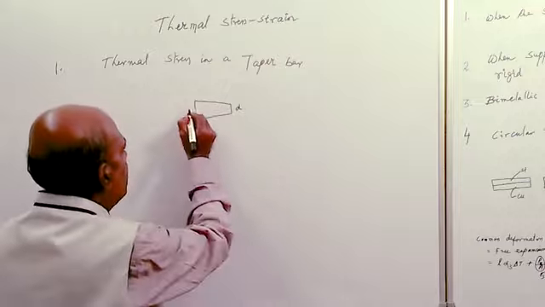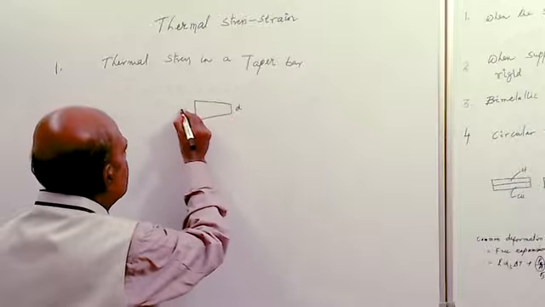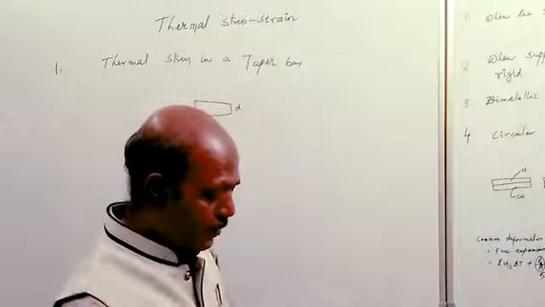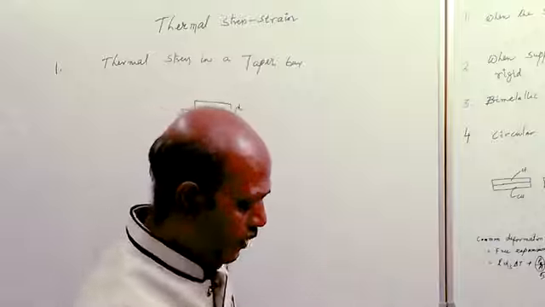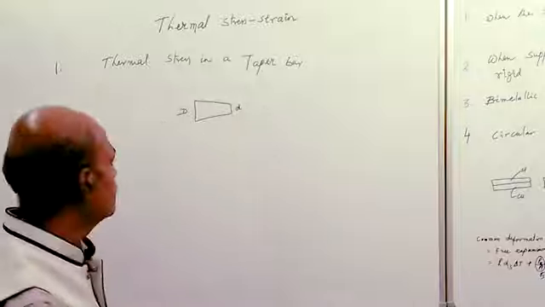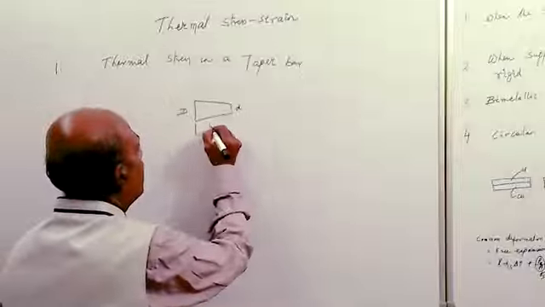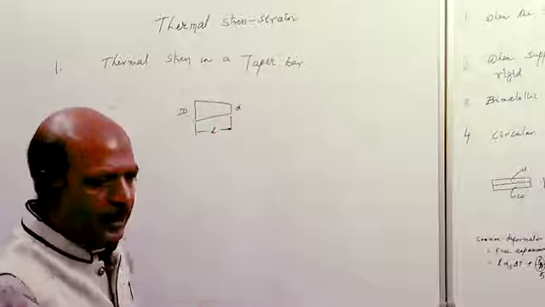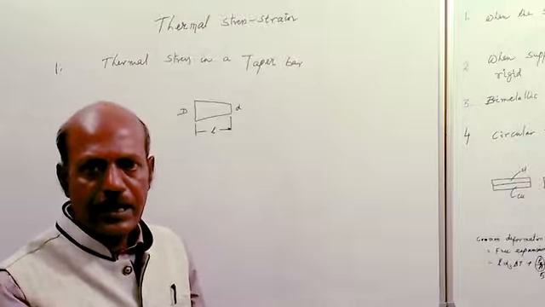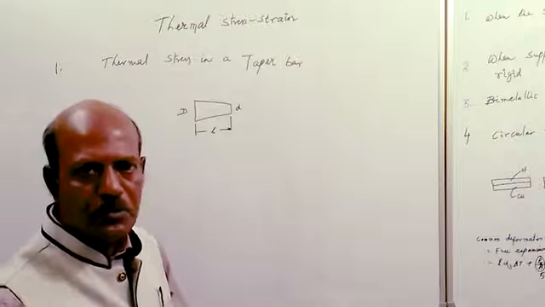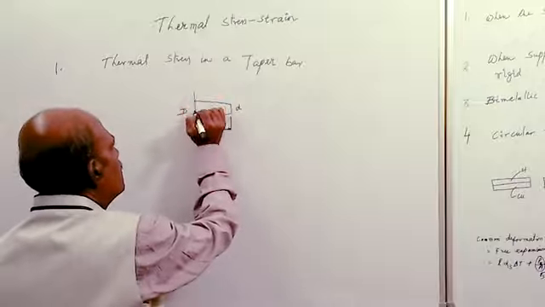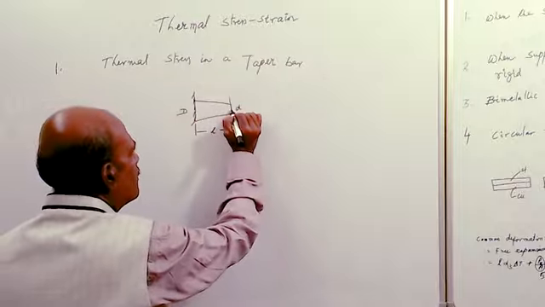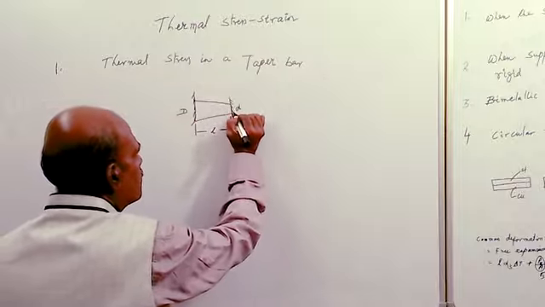small d is the diameter at the right end, and at the left end it is a capital D. So the diameter at both the ends is given by small d and capital D. And say L is the length of the bar. Now say this bar is fixed by two end supports.